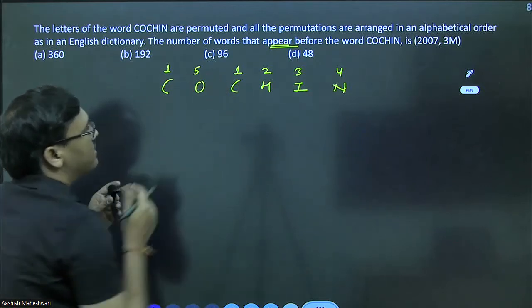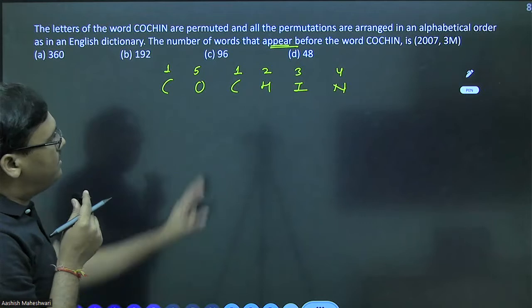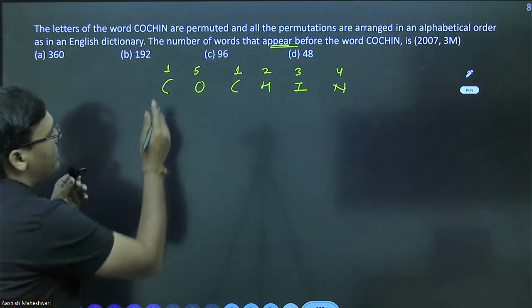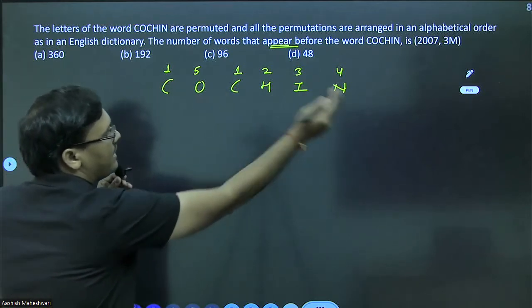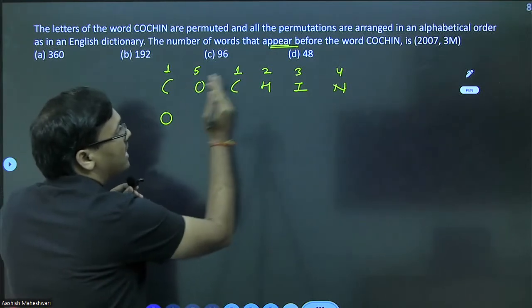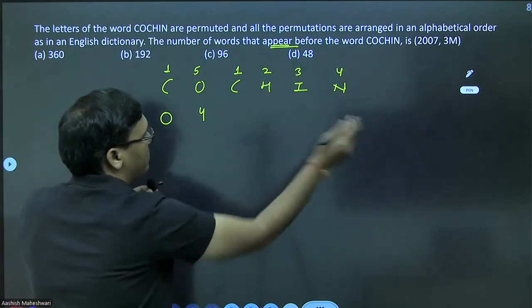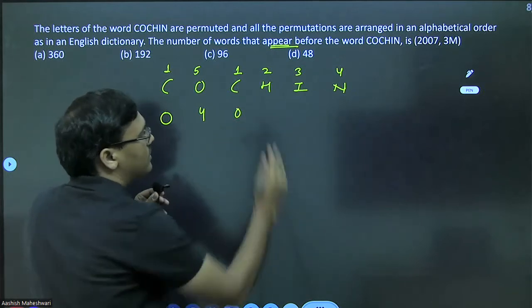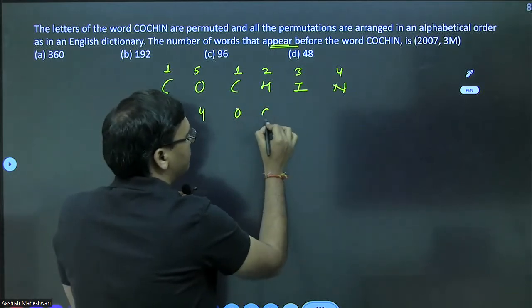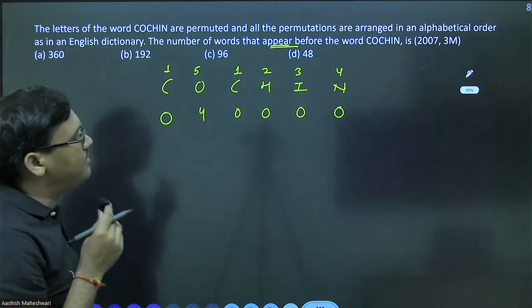So these are the ranks you can see in the dictionary order, right? Correct. Now, how many numbers are less than 1 on the right hand side? 0. How many numbers are less than 5 on the right hand side? 4. How many numbers are less than 1 on the right hand side? 0. How many numbers are less than 2? You can see here. I hope this is clear.